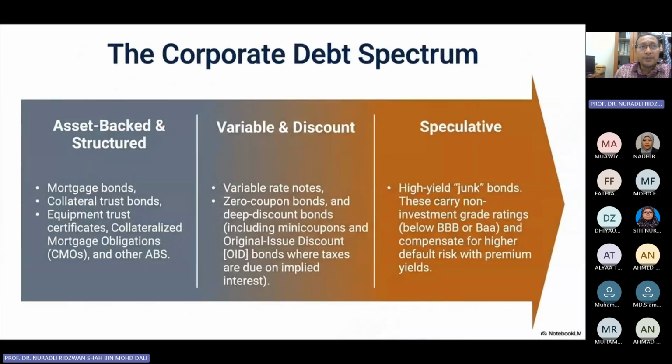And then we have the corporate bonds. The corporate bond, we have three categories, which are the asset backed and structured, then variable and discount, and also speculative, which is the high yield junk. So the corporate bond is actually issued by a corporation. For example, in Malaysia, TNB is a corporate, right? So it issues TNB bond, TNB sukuk. So we can buy the sukuk. Basically this is higher risk as compared to the government bond just now, because corporate can default.